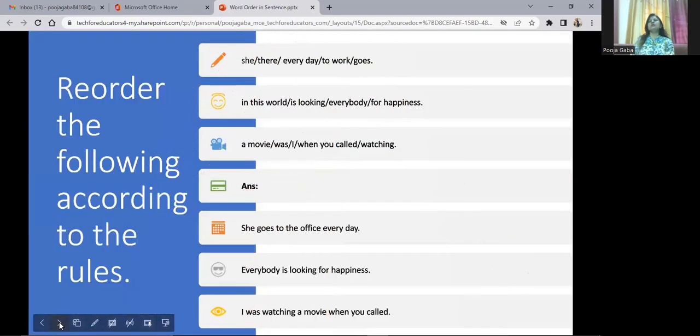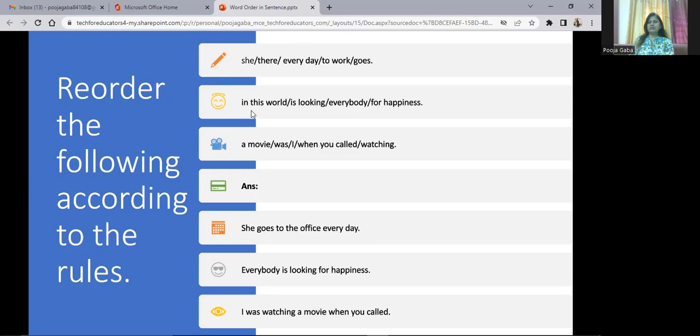Now let us see a few examples where we have to reorder the sentences according to the rules. The words given are: she, there, every day, to work, goes. Here she is the subject, which will come in the beginning. Then goes is a verb which will follow the subject, and then to the office can be taken as the prepositional phrase, where office is the object and to is the preposition. So to the office is the prepositional phrase, and every day is an adverb of time which will come at the end.